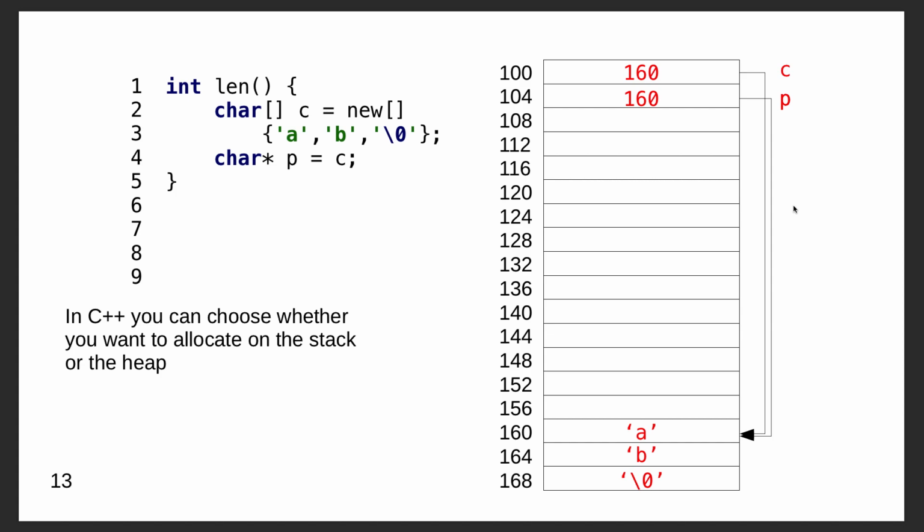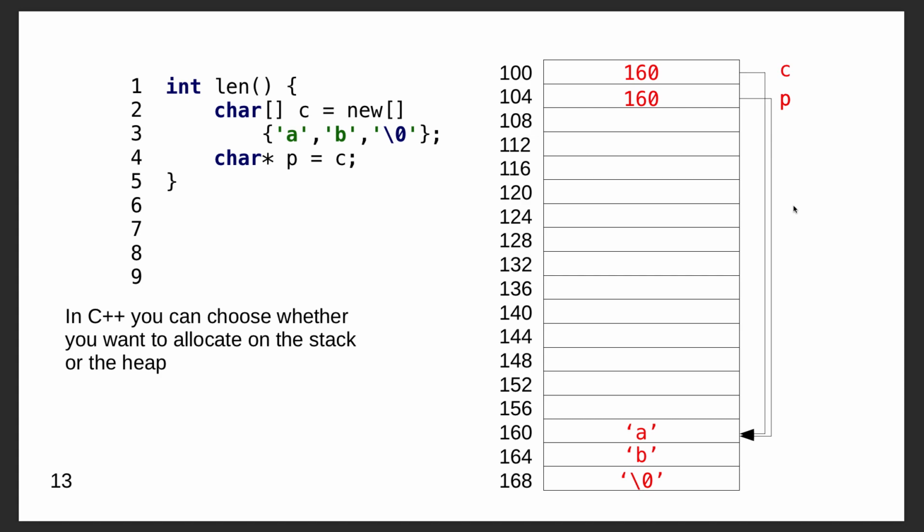And in C++, you can choose whether you want to allocate on the stack or the heap. So in this program on line 2, I've said I want a new array containing A, B, and this 0 character. That says to C++, I want it on the heap. So it goes all the way down to the other end of memory, finds a space, and says I'm going to store A, B, and null for you on the heap. And then C is just a pointer to that. So again, C just contains the address. It's nothing magic. It just contains the address to something on the heap instead of something on the stack. And then I can just make another pointer that points to the same thing.